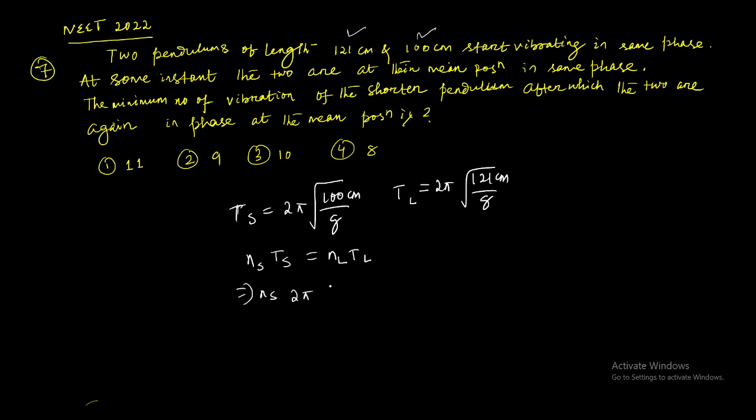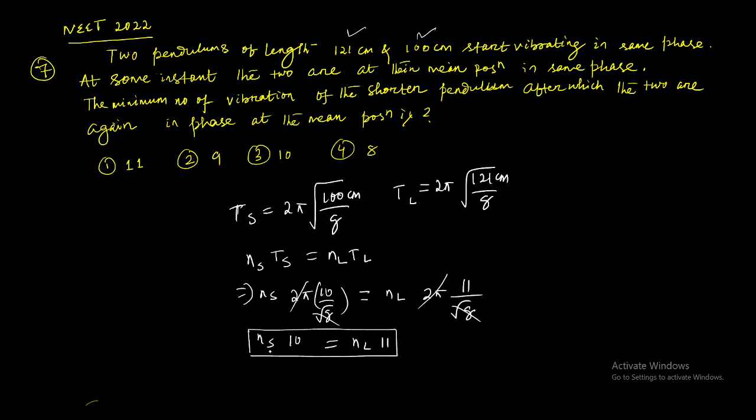So this will be n_s, T_s will be 2π root over 10 divided by g. Just take care of the units, because I am not changing them here. This is in centimeter, and this side is also in centimeter, so both will cancel out, so I didn't convert it into meter. Now this can be written as n_L times 2π root over 11 divided by g. Whatever the unit, they will cancel out on both sides, right? So 2π cancels out, root g cancels out. n_s into 10 is equal to n_L into 11.